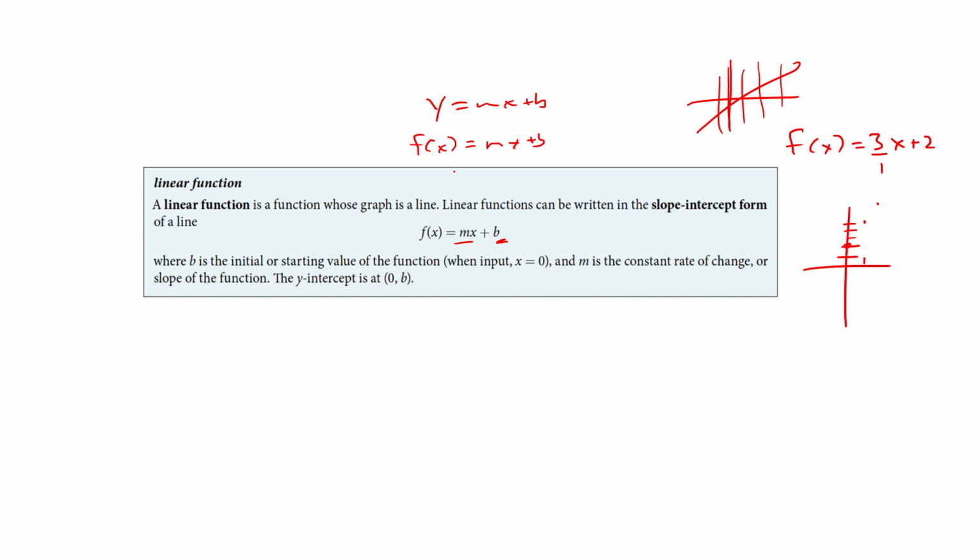So this is the slope-intercept form of a line. And what it does is it gives you everything you need to immediately begin building the line. You've got the y-intercept, and you can use the slope to go up and over.